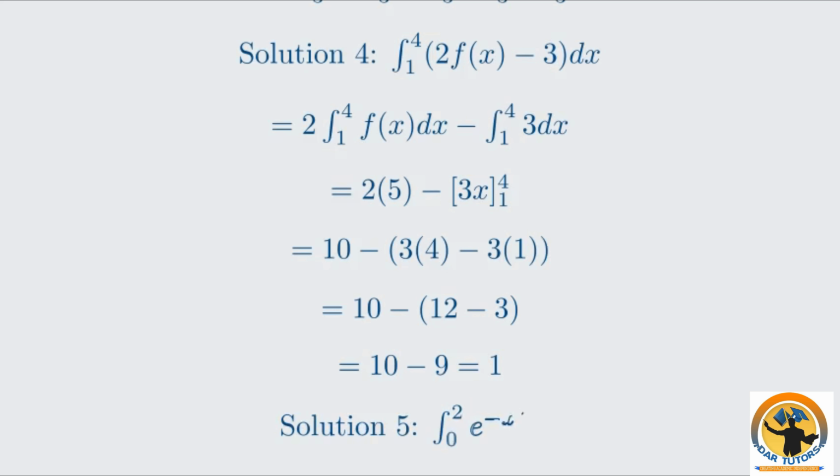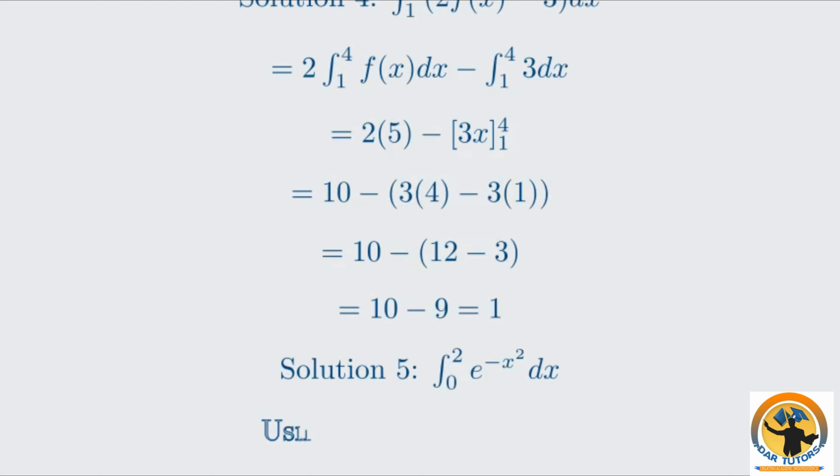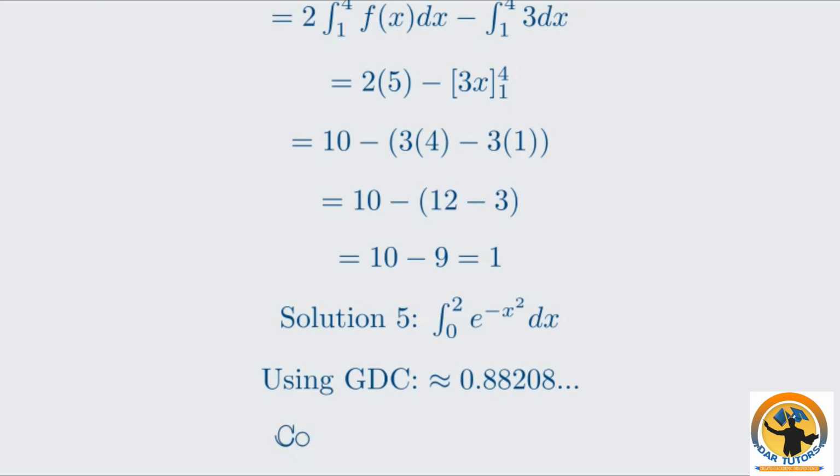For question 5, we use a GDC. Inputting the integral from 0 to 2 of e to the negative x squared, the calculator gives approximately 0.88208. Rounding to 3 significant figures, we get 0.882.